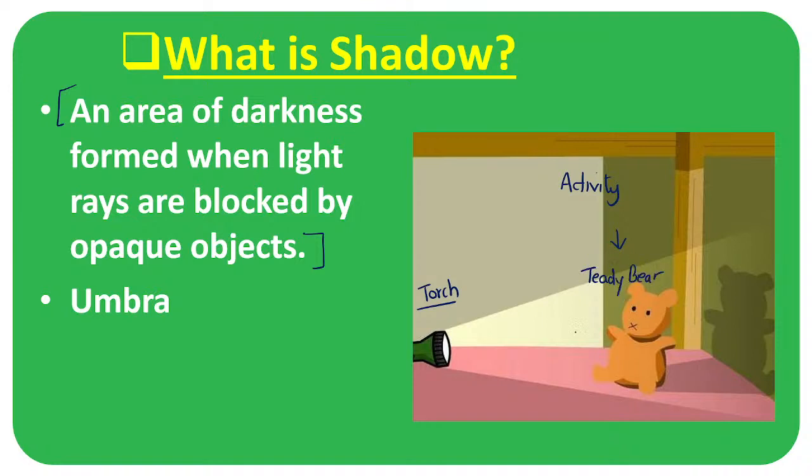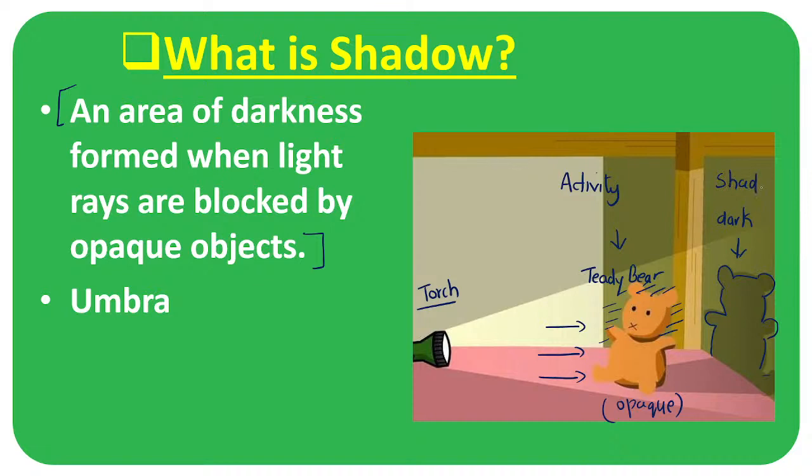When you hit the light onto this teddy bear, what is happening? This teddy bear is an opaque object, isn't it? It does not allow light to pass, but light is passing through these sides. All the light rays are passing through this side. And what is forming onto this wall? An image of this teddy bear, an outline border of this teddy bear is formed over here. An area of darkness, which is darker, isn't it? That's a dark image, an area of darkness that is formed when light rays are blocked by any opaque object, and that area of darkness is termed as shadow.